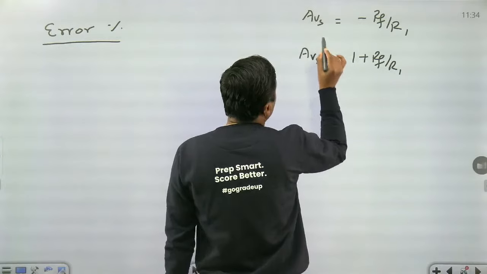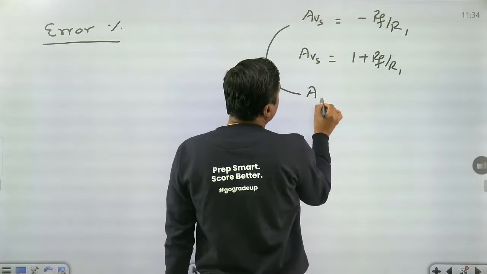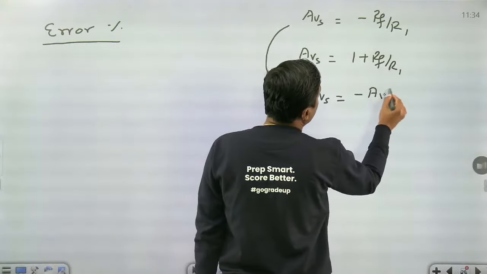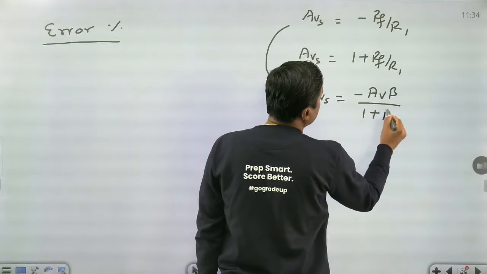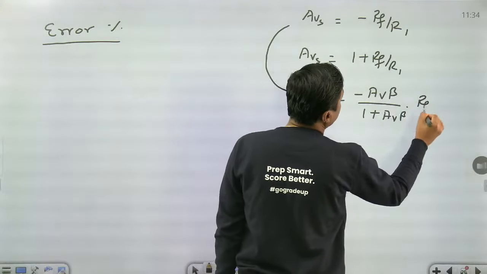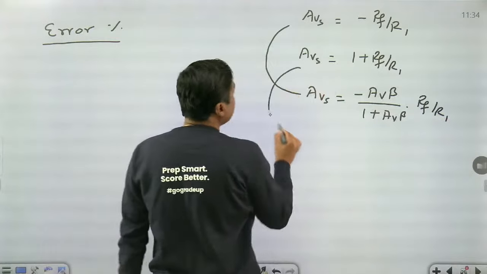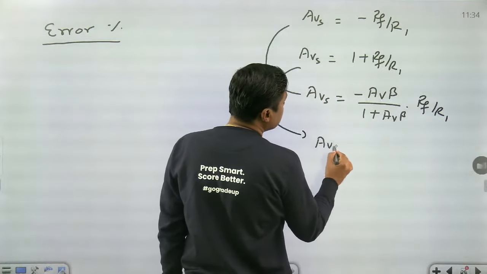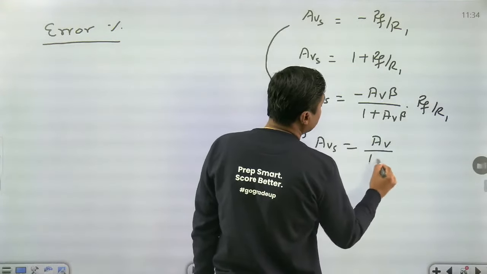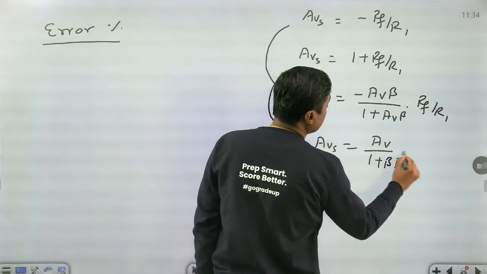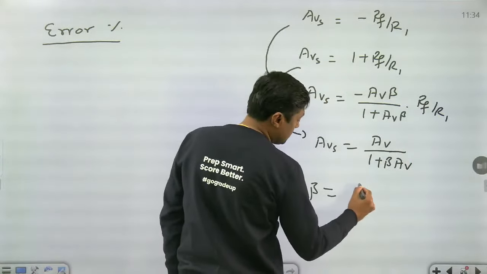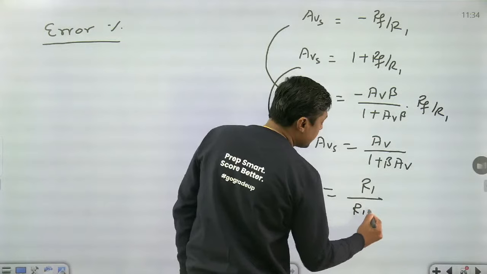What is the exact one? For inverting, AVS is equal to minus AV beta upon 1 plus AV beta into RF by R1. What is the exact one for non-inverting? AVS is equal to AV upon 1 plus beta AV. What is beta here? Beta is R1 upon R1 plus RF.